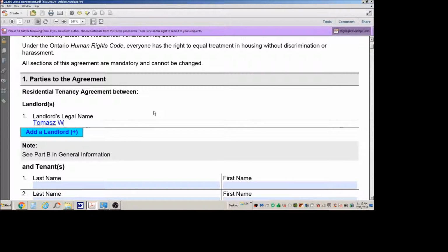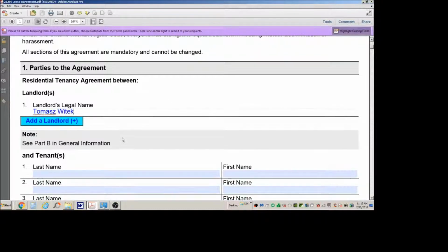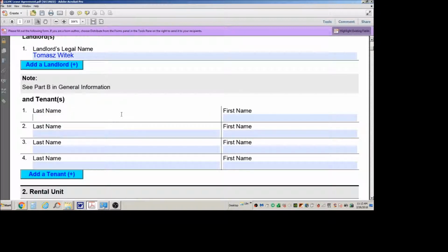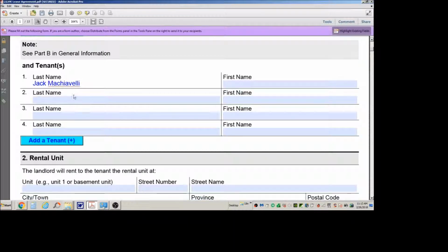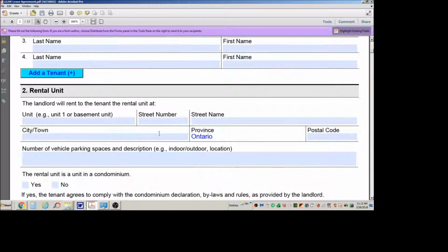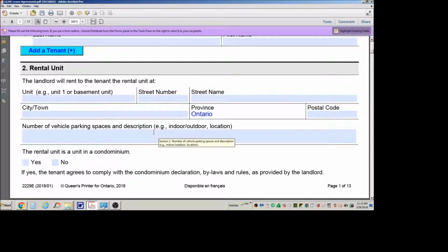Okay. So let's say I'm going to put my name for the landlord. Then you're going to go to section B. Let's say your tenant is going to be Jack Machiavelli. Oh, okay, so the last name comes first. Oh, that's how they did it. It was first name, last name before. So Machiavelli, Jack, and then you add the tenants or the kids of the tenants.